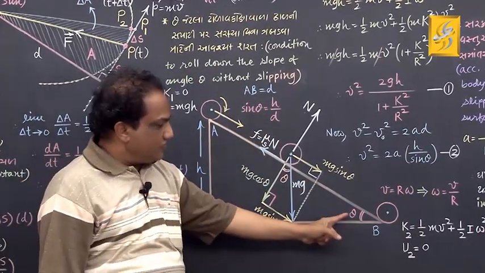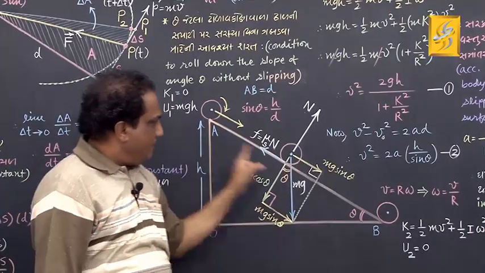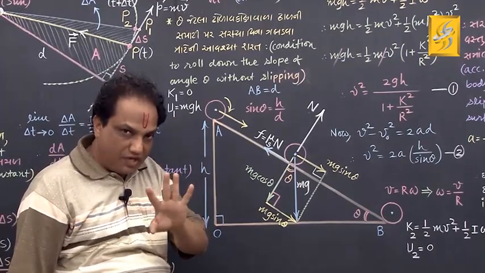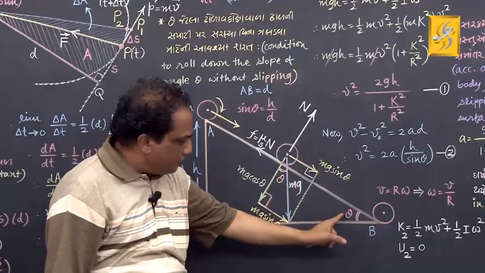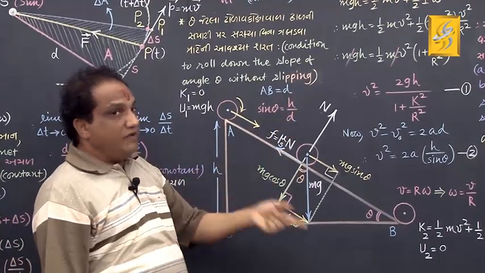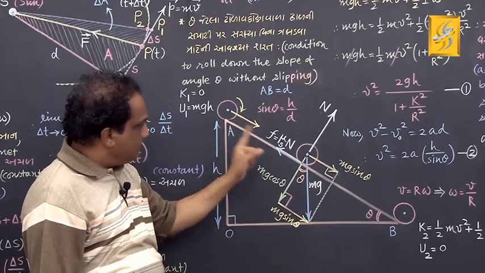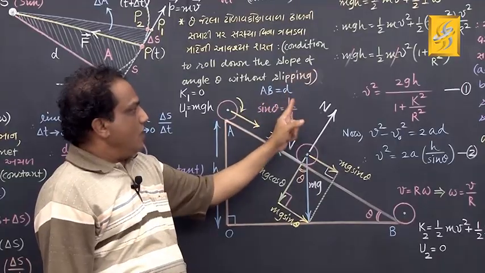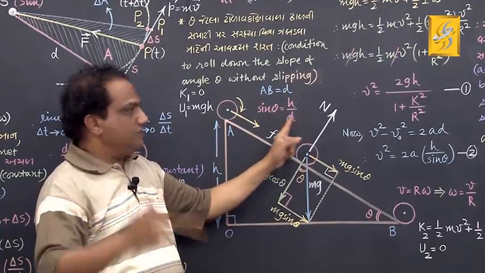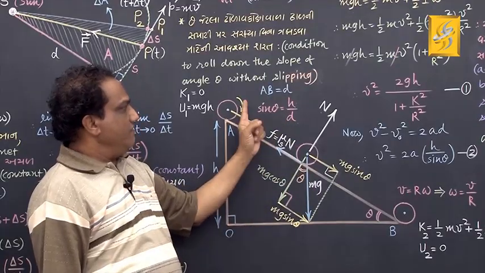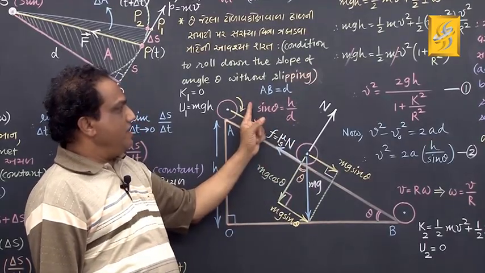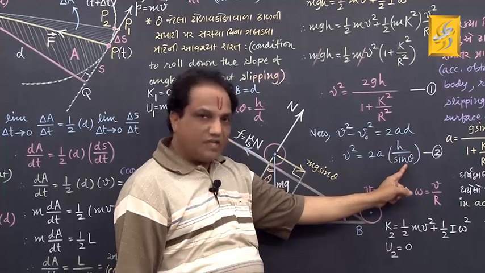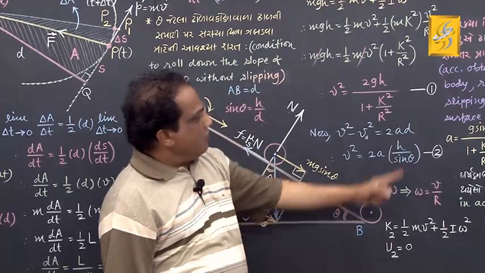First of all, tell me, if you find out sine theta in this right angle triangle, what is sine theta? Opposite upon hypotenuse. Opposite to theta is h, divided by the hypotenuse, which is opposite to the right angle, from A to B. And the distance A to B is called the length of the slope. It is small d. Find out d from here. d will be h upon sine theta. Correct? Give it equation number 2.